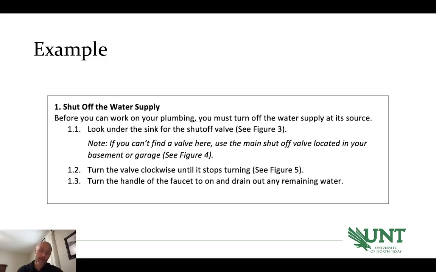So here's an example. If we're talking about doing some basic plumbing maintenance in a house, the first thing we can tell our reader is to shut off the water supply. We tell them why. Before you can work on your plumbing, you must turn off the water supply at its source, and then we give them these sub-steps. Look under the sink, turn the valve clockwise, turn the handle of the faucet. And I've also got in here a little note to the reader, and notice that it's separated a little bit with some white space, and it's italicized, so it looks a little visually distinct from the rest of these steps.